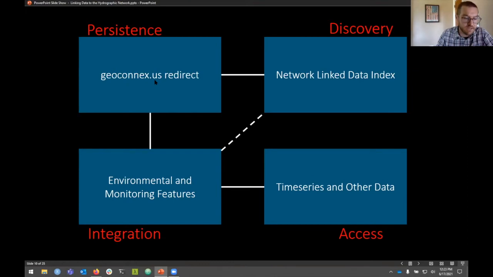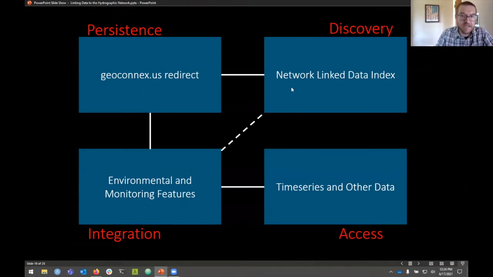knows about. Like with a digital object identifier, you go to a DOI resolver URL and you get forwarded on to Elsevier or whoever it is, Elsevier, I never know how to pronounce that. But the point being, we have a system of persistent identifiers and a system of redirects that allow systems like the Network Linked Data Index and other linked data infrastructure to rely on persistent URLs rather than needing to update linked data constantly. And then the NLDI should be able to rely on these persistent redirect URLs that redirect to information about environmental features and monitoring features. And then from there, we can get to time series and other data that's been collected at or collected about these environmental and monitoring features.